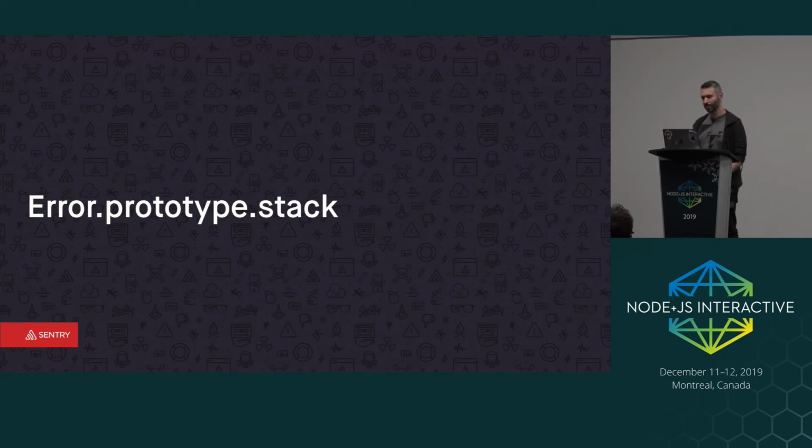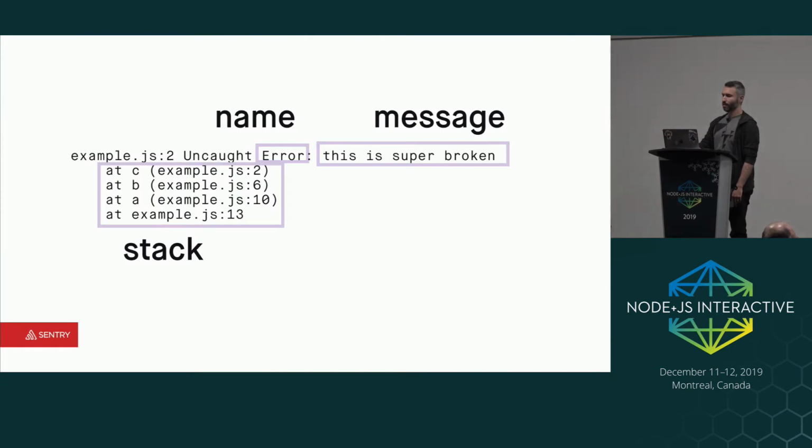It's nothing too crazy. I think the most interesting part is the stack trace. It's the most useful thing. It shows us what frames were executing before the thing broke. It's the thing that's going to tell you where your application stopped working. So like I mentioned, it is a property on the error object. It's actually a prototype property.